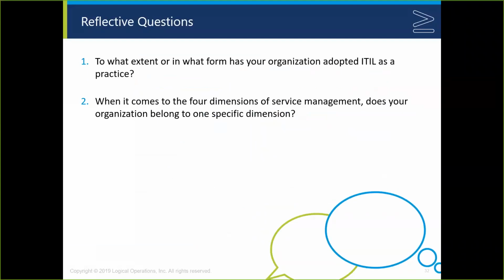Likewise, when it gets into the 4 dimensions piece, what dimension is your organization in? We're part of people and organizations. What are the implications of thinking about organizations in different contexts, in thinking about who your customers are, what the services are we deliver, who consumes those, and so forth?